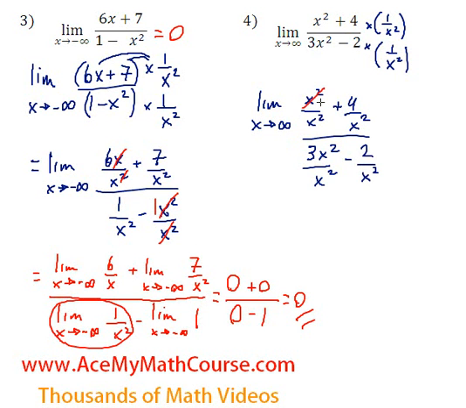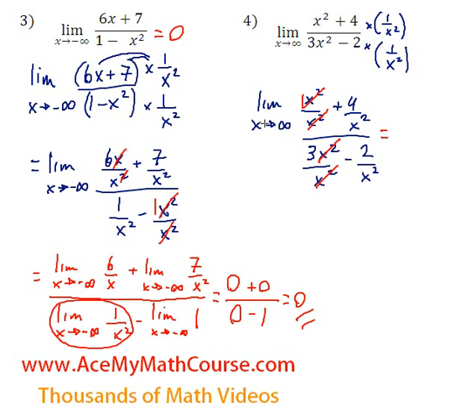So x squared over x squared is just 1. And over here we can't cancel anything because we don't have x's. Down below we have x squared over x squared again. So we end up with a 3 over here minus 2 over x squared. Now I'm just going to take a look at the limits individually.